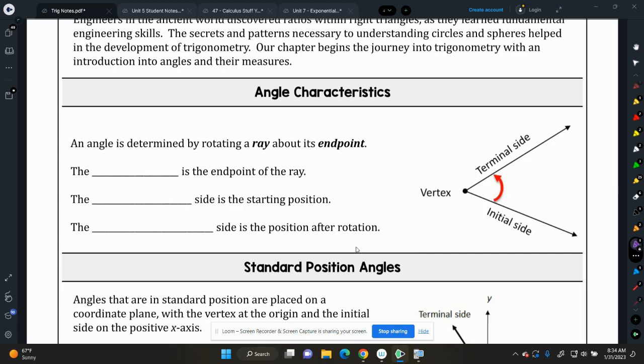Okay. So we're just going to kind of introduce trigonometry today. Normally, in pre-calculus, you already know this stuff. However, I have discovered that in the last couple years, our geometry students have been very weak in trigonometry.